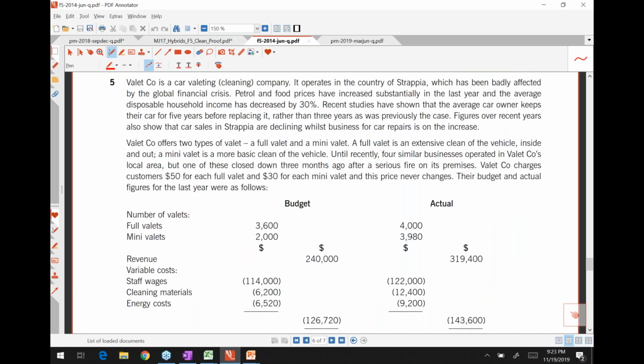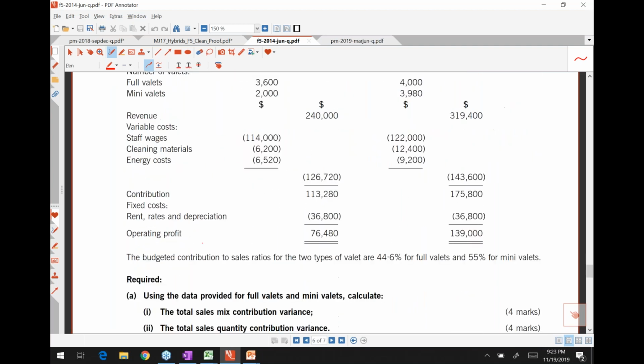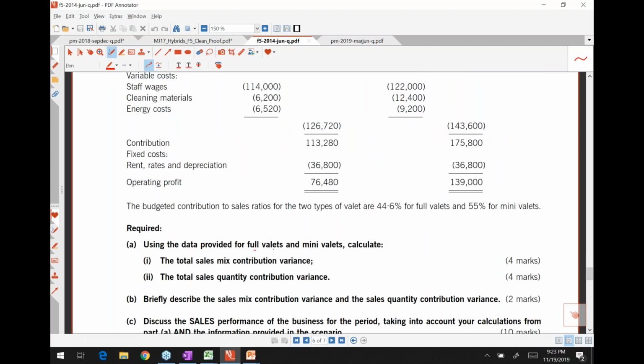I'll teach the theoretical part of this question as well, and we'll make it really clear for you people how to handle such a thing. Let's not waste time and move towards the calculative part first. Using the data provided for full valids and mini valids, calculate sales mix contribution and sales quantity contribution variance.